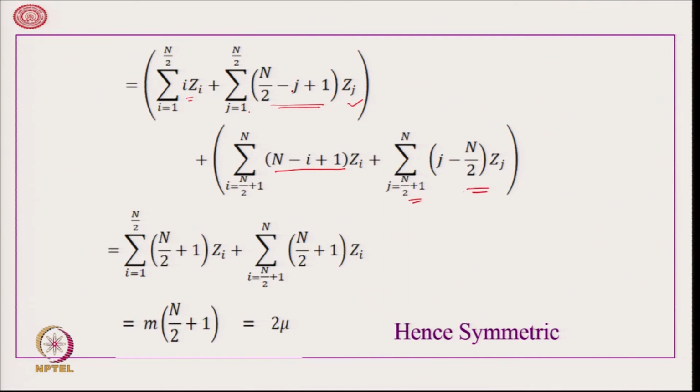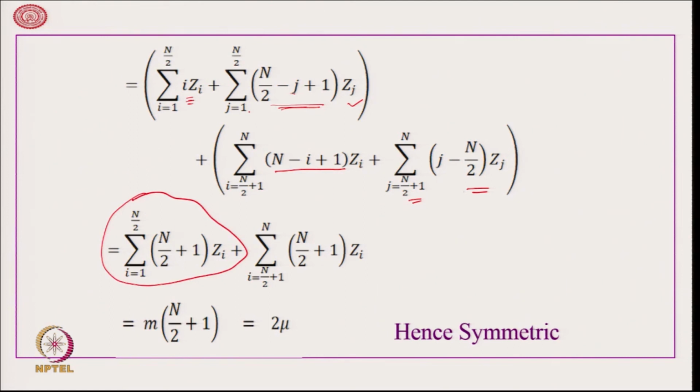Here we can make a change of variable. Instead of j, if I call it i, then what we are getting is sigma z_i from i to n/2, minus sigma (i+1) z_i, and when we combine them, i and minus i cancel, therefore we get (n/2 + 1) times sigma z_i, i equal to 1 to n/2.